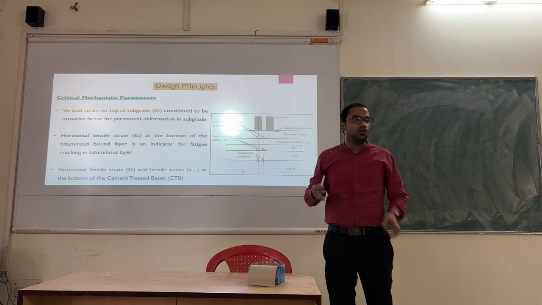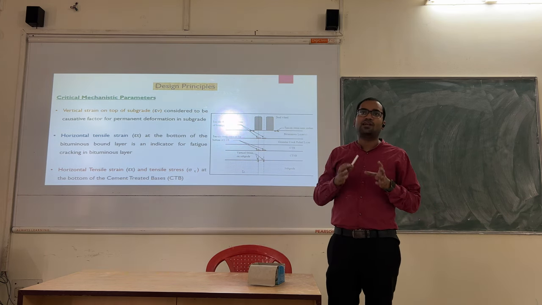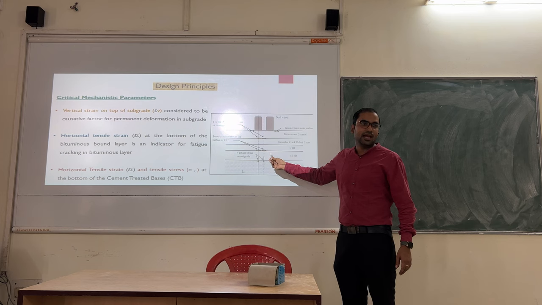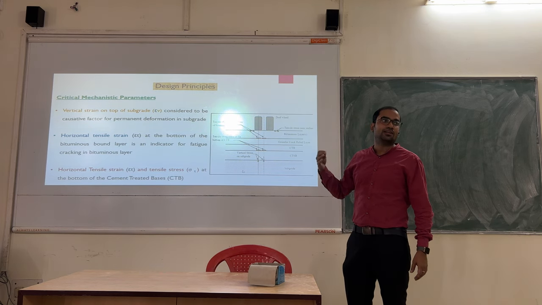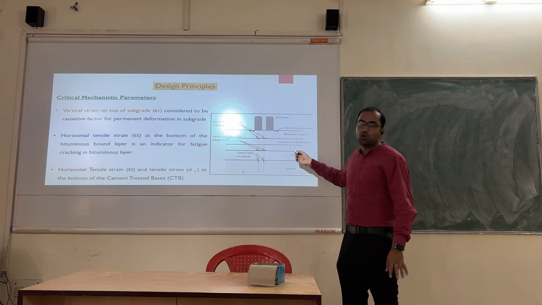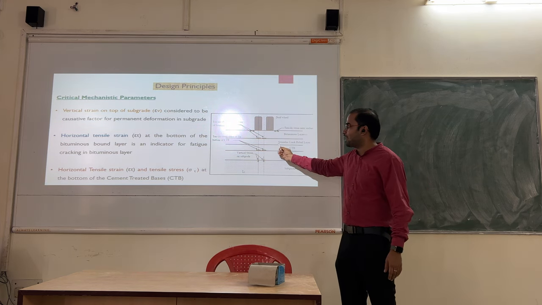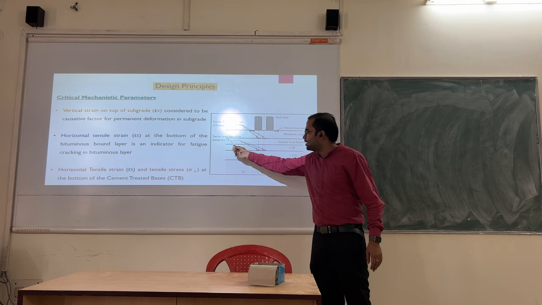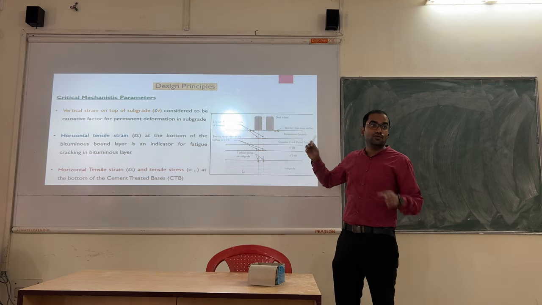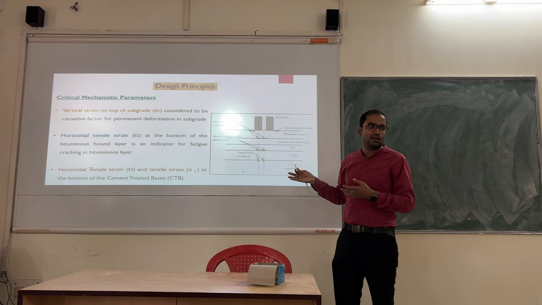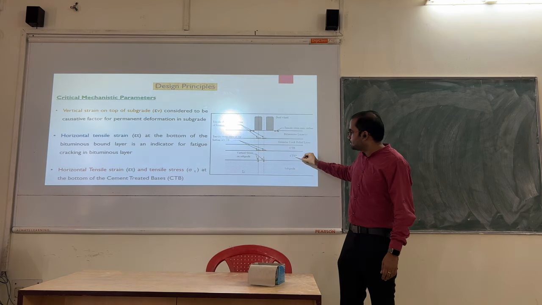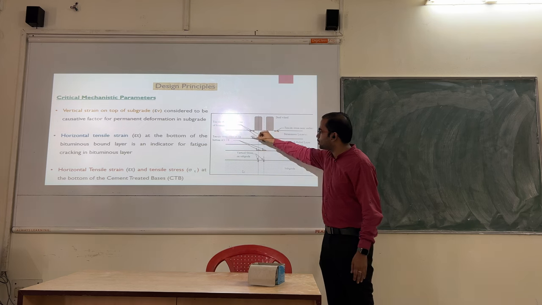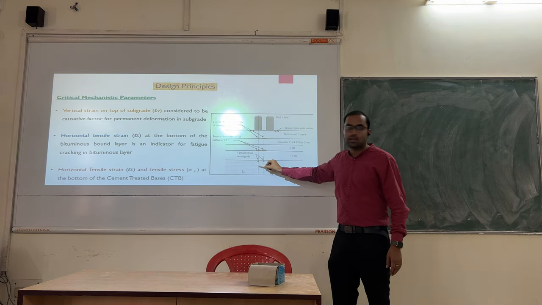That tensile strain, when used in the formulation, will give you the fatigue failure parameter. Then there is the vertical strain on the top of subgrade, which will give you the rutting criteria parameter. If you are using CTB or any granular cracked layer, in that case only, you have to calculate the tensile strain and stress at the bottom of CTB. It may happen, based on the design, that you are only using a bituminous layer and sub-base. Then you only have to focus on the tensile strain at the bottom of the bituminous layer and the vertical strain at the top of subgrade.